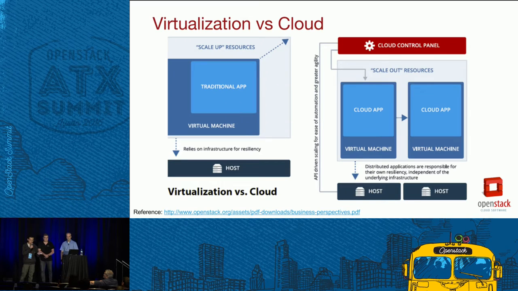And we also talked about the differences between virtualization and cloud. In the virtualization world, most of the architecture that we use is more like a scale-up model, a vertical scaling model, so we rely on the infrastructure for resiliency. But in a cloud-based model, the application tends to be a very distributed architecture, with a very horizontal scaling model. And the application itself is designed to be responsible for its own resiliency, agnostic of and independent from the underlying infrastructure. That's the key difference between virtualization and cloud.